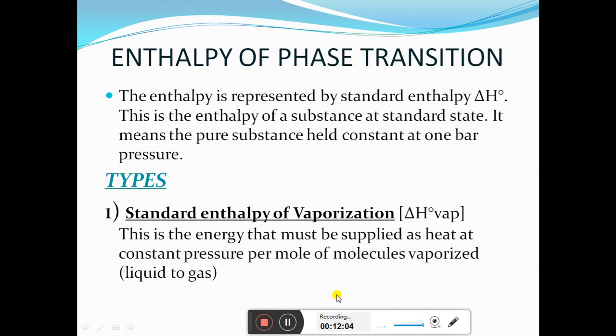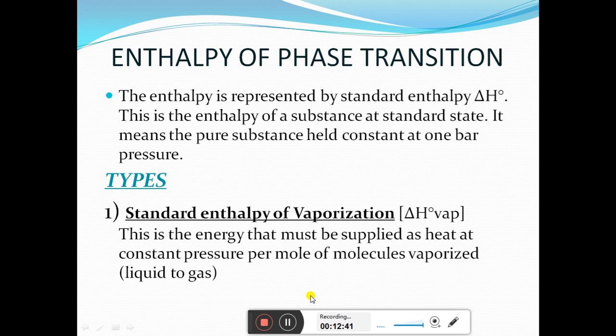Next is the enthalpy of phase transition. The enthalpy is represented by standard enthalpy delta H0. This is the enthalpy of a substance at standard state. It means the pure substance held constant at 1 bar pressure. There are types of phase transitions: standard enthalpy of vaporization, standard enthalpy of fusion, and standard enthalpy of sublimation.